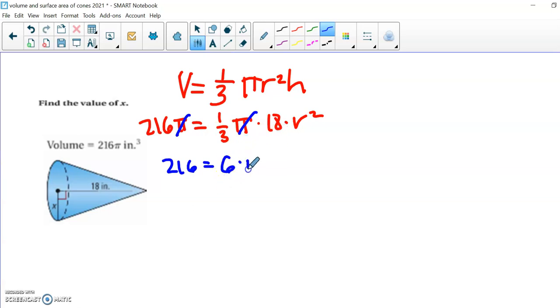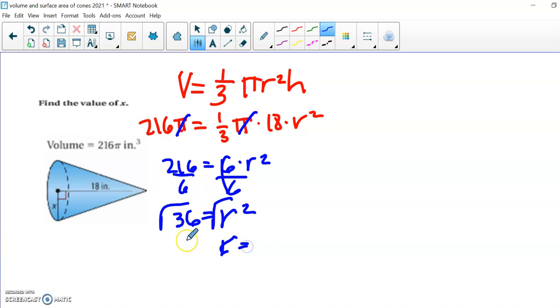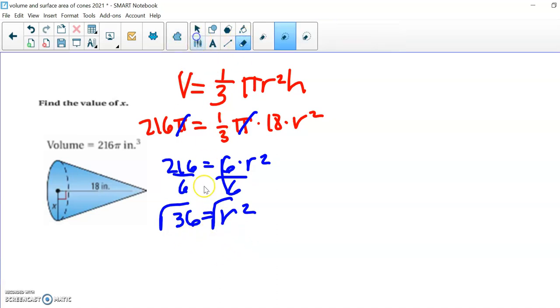It's looking a little bit nicer now, isn't it? Now we're going to divide 216 by 6. See how close we get there? That gives us 36. Looking nice, guys. So I get r squared equals 36. We like that because it's a perfect square. We're going to square root both sides. And I get that my radius is 6.